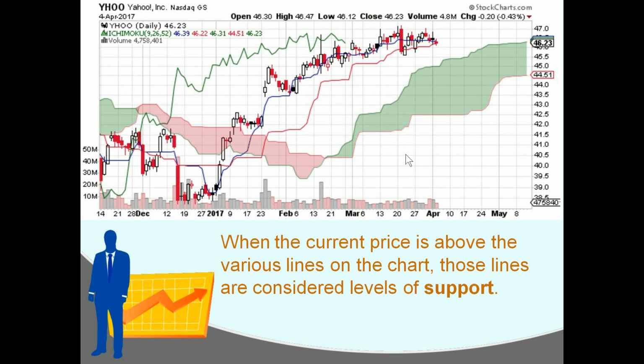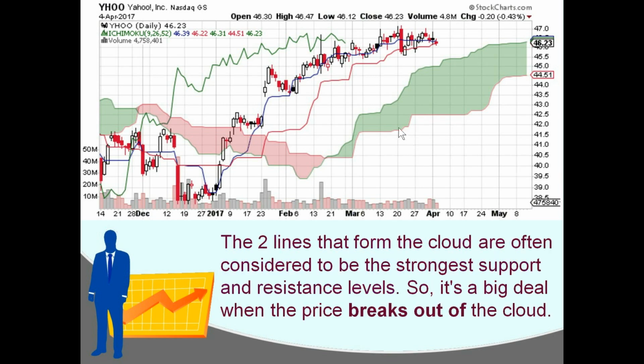When the current price is below the various lines on the chart, those lines are considered levels of resistance. So for example, these candlesticks here are below the lines, and so the first level of resistance would be here, and then the next one would be here, then this one, and then this one, and then this one.